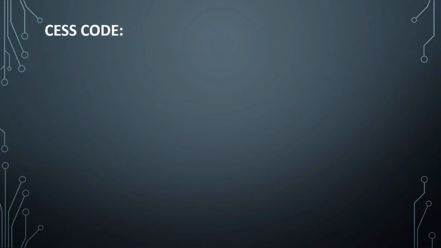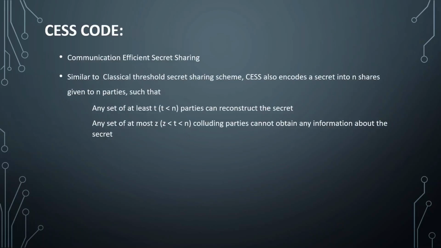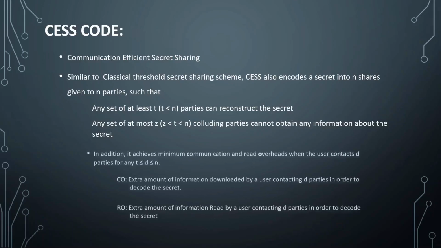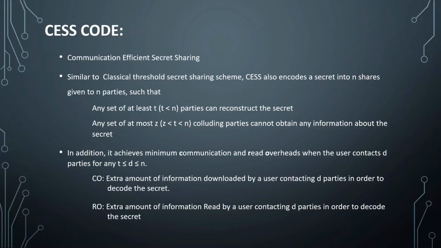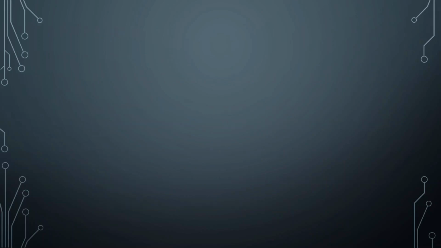Coming to CESS code, CESS represents communication efficient secret sharing. Similar to the classical threshold secret sharing scheme, CESS also encodes a secret into n shares given to n parties, such that any set of at least t parties can reconstruct the secret and fewer than that cannot obtain any information about the secret. In addition to this, it achieves minimum communication and read overheads when the user contacts D parties, where D is in between T and N.